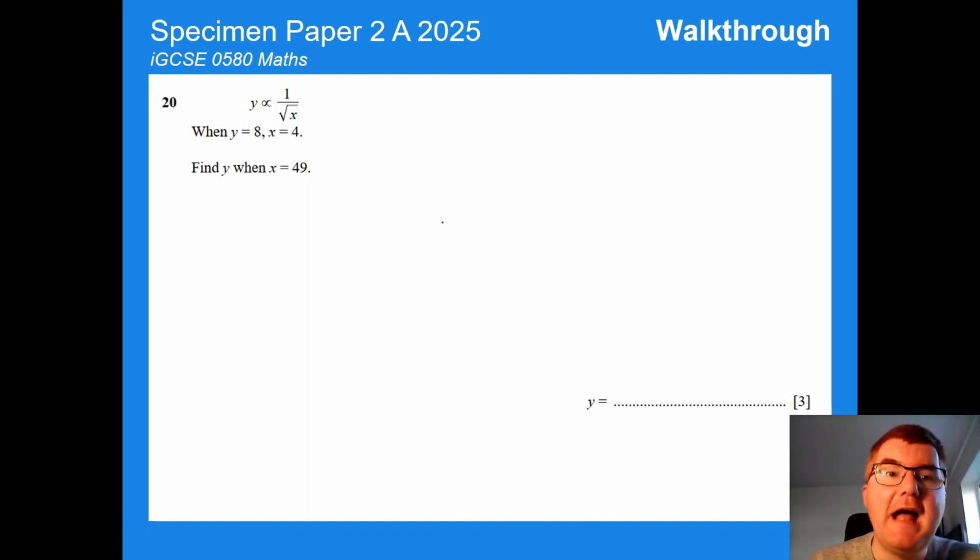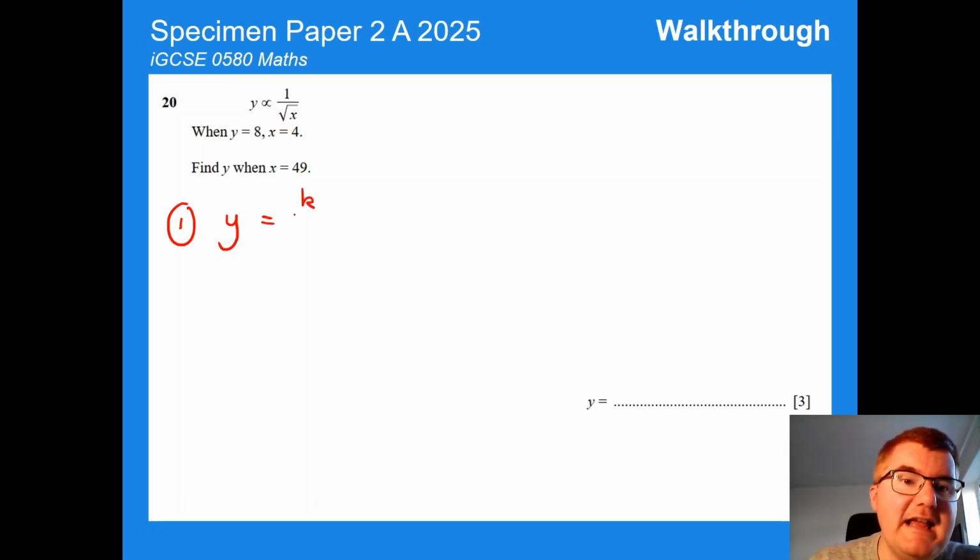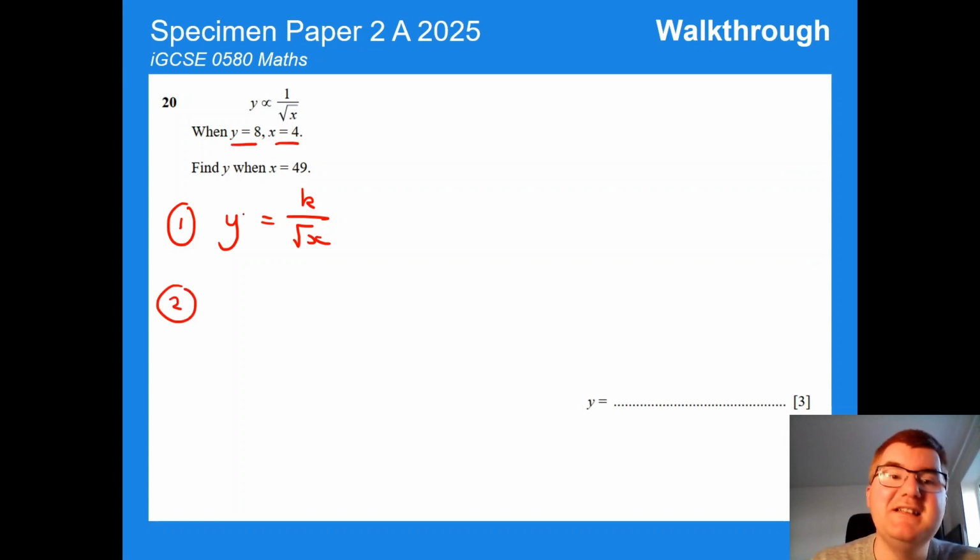So some variation and proportion. So y is proportional to 1 over root x, and we need to find this value of y. So first of all, we take our proportionality statement, make it an equation. So we get y equals k over root x. Now, step 2 is to work out what k is by using these values. So when y is 8, I'm going to put 8 for y, and then for x, I'm going to put a 4, so root 4.